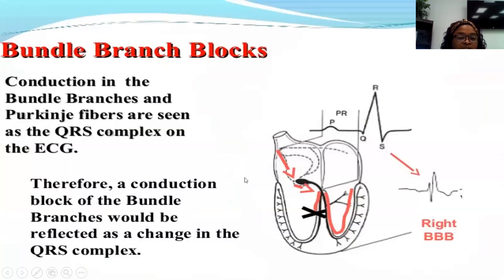Blocks in conduction in the bundle branches and Purkinje fibers are seen in the QRS complex on the ECG. Therefore, a conduction block of the bundle branches would be reflected as a change in your QRS. So that's what we're going to be looking at: our QRS complex in V1 and V6 on the strip.